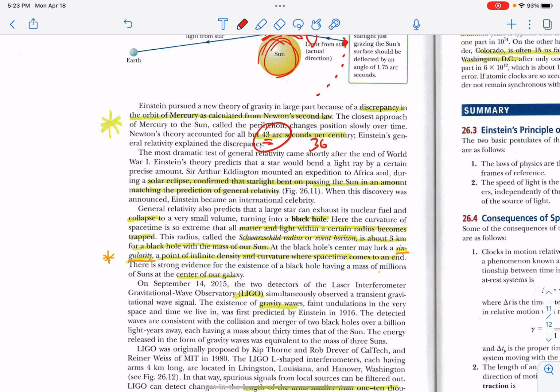Well, if you remember, there are 360 degrees in a circle, and each degree has 60 minutes. And each minute, we use a dash for a minute, each minute has, let me erase that. Each minute, one minute, is 60 seconds, double dash, or double mark right there, like a quotation mark. So that is a very, very small difference.